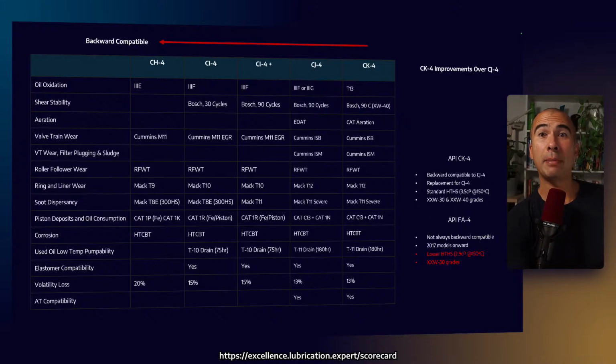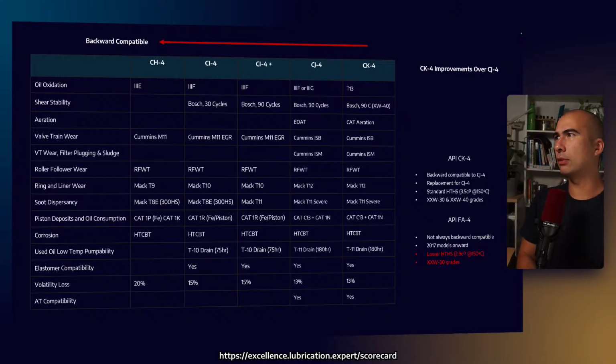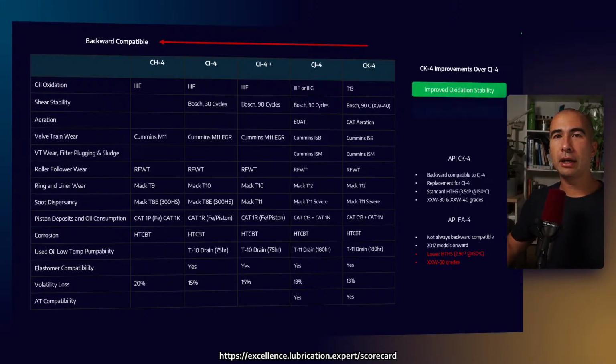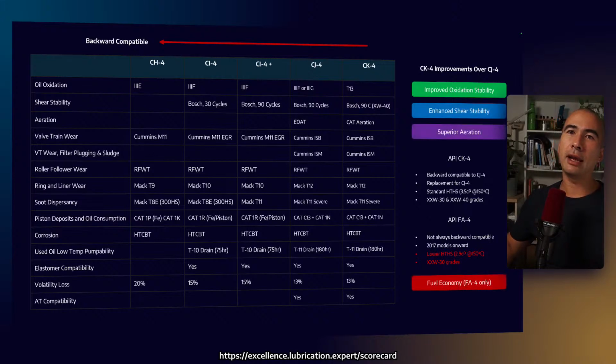API CK4 came around in about, I think it was about 2016. So modern engines will require something like a CK4 engine oil, and all of these tests are ensuring that these oils are up to standard. Now, in engine oils, API actually recently split their certification system between CK4 and FA4. FA4 oils are lower viscosity and they are not backward compatible, right?